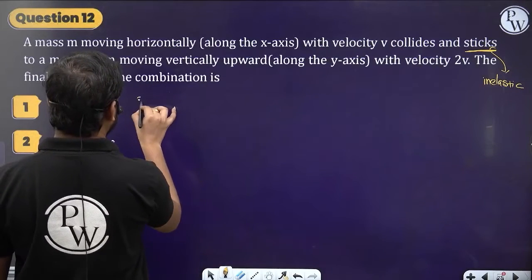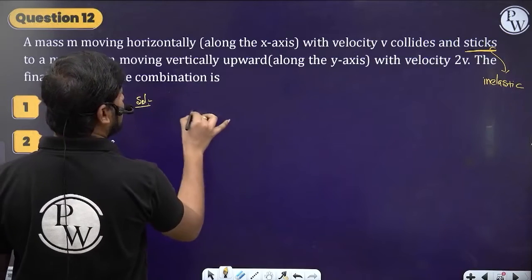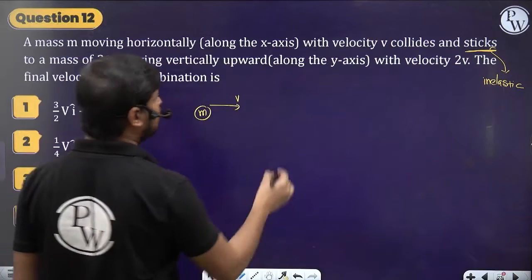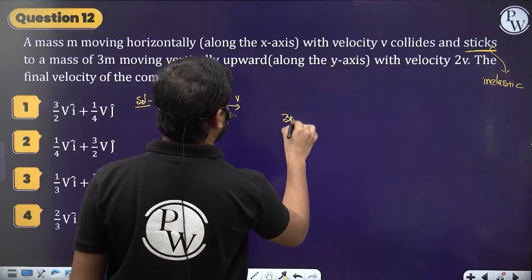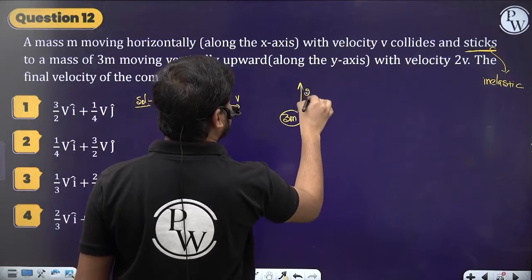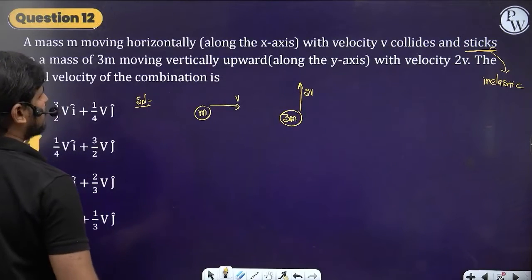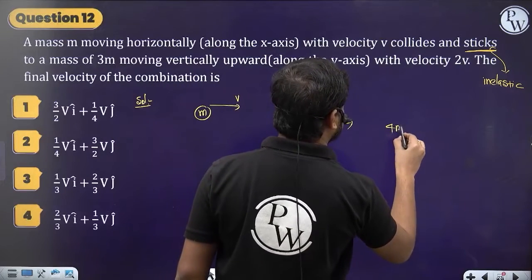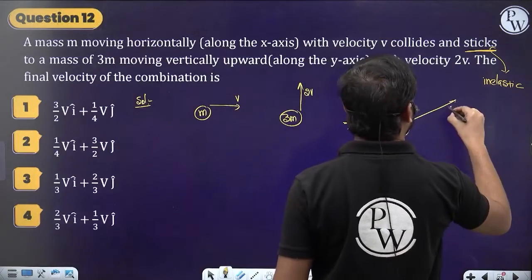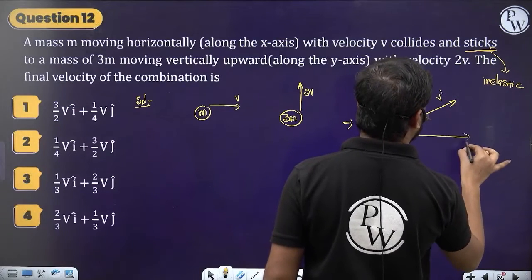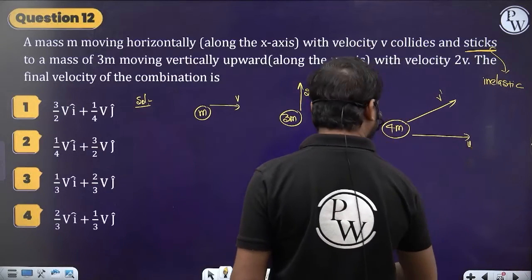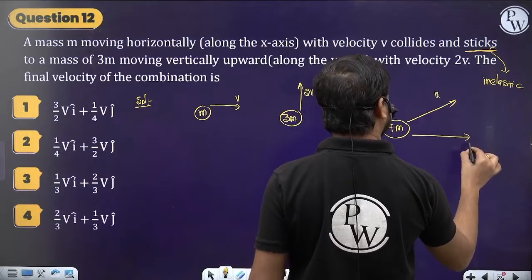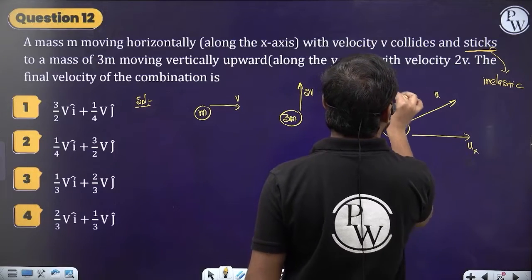See here, the first mass, small m, is moving with a velocity v along the x-axis. The second mass, 3m, is moving at a velocity 2v, right? The final velocity of the combination: they both stick together, so the 4m mass will move with some other velocity v dash. Let it move with some velocity u, so it will have some x direction velocity and some y direction velocity.